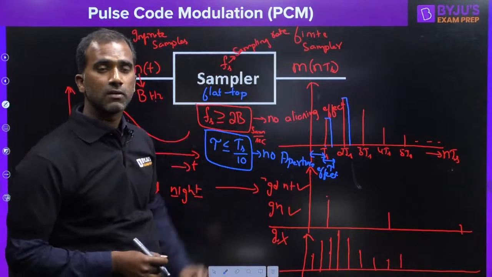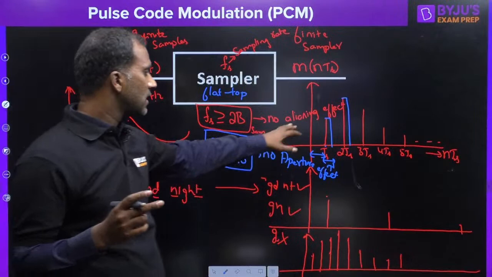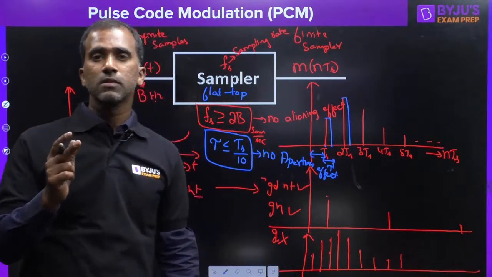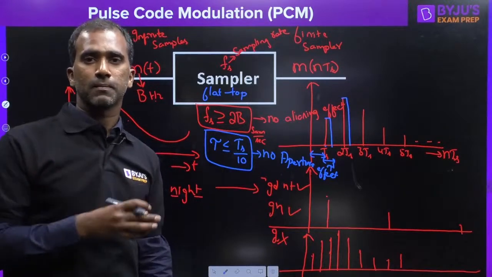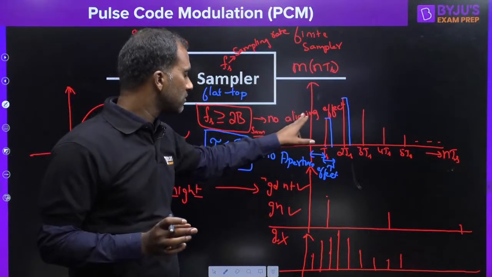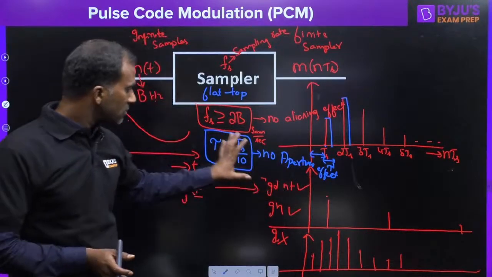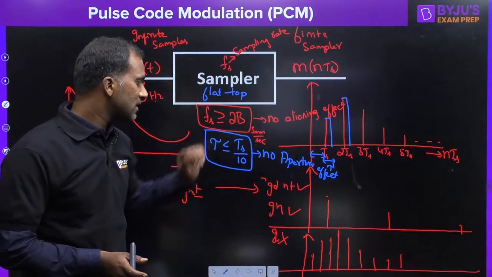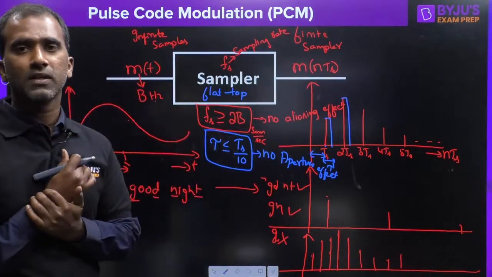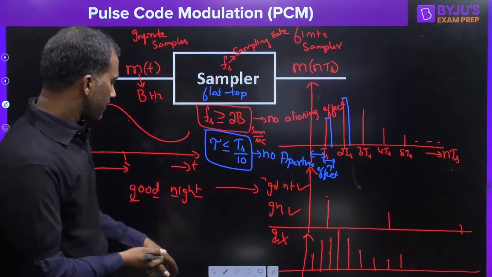When we are using sampling, specifically flat top sampling, there are two issues for us. One is the aliasing effect, and the second one is the aperture effect. These are the two effects which will impact the quality of sampling. So if we don't want quality reduction, if we don't want the aliasing effect as well as the aperture effect, we have to satisfy these two conditions: this condition for no aliasing effect and this condition for no aperture effect. So that is the broad understanding of the sampler block. Let us get into the next block.